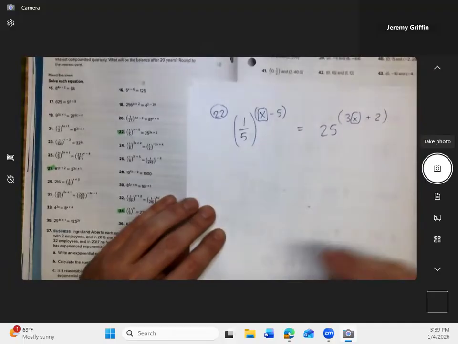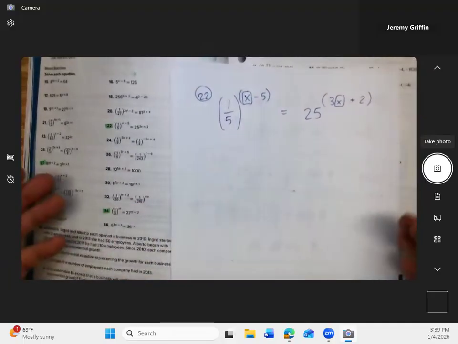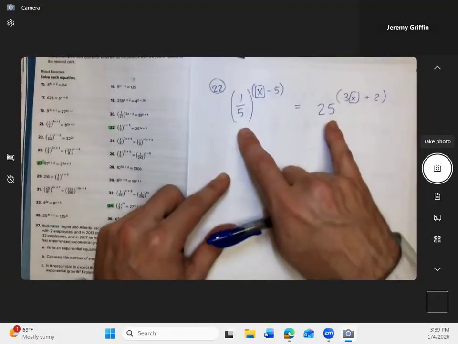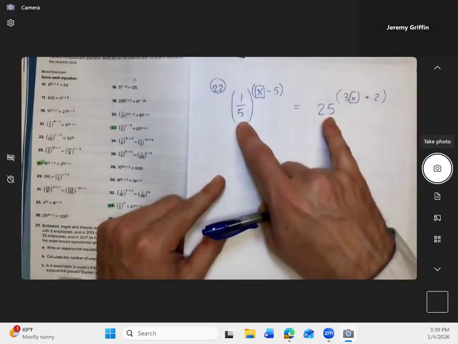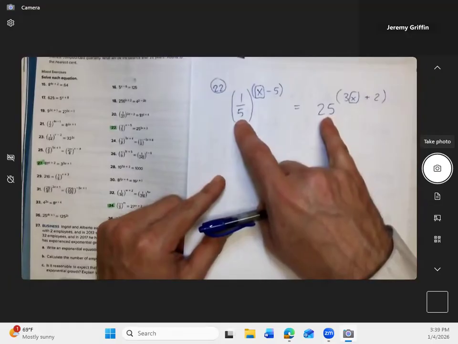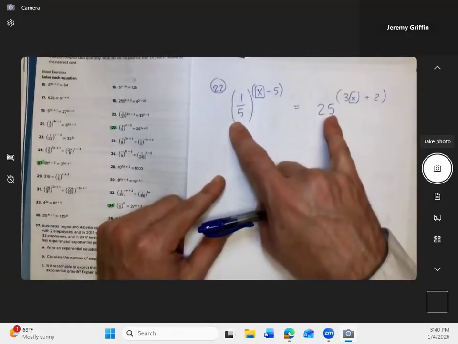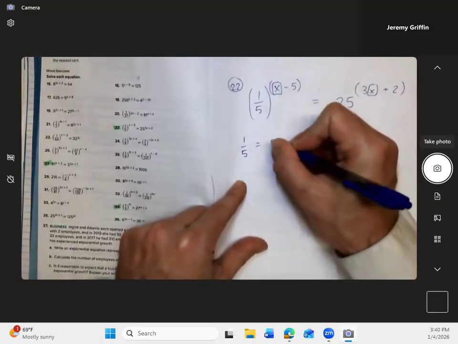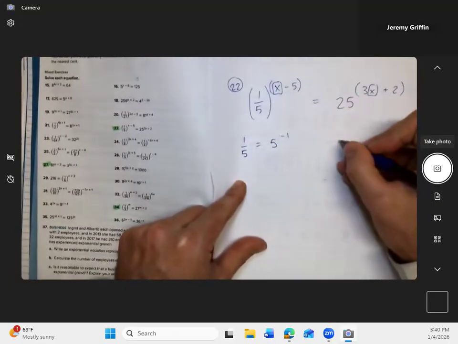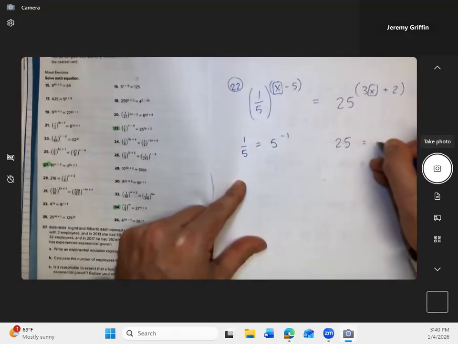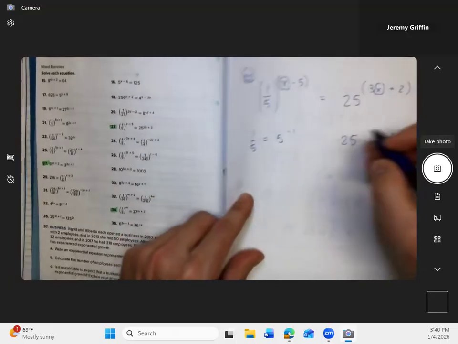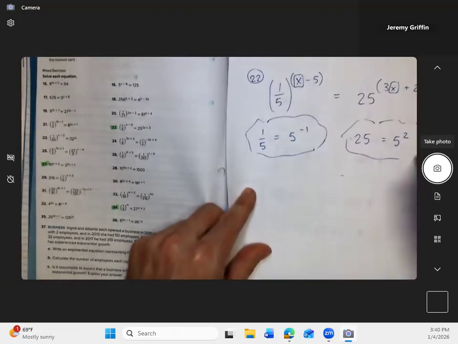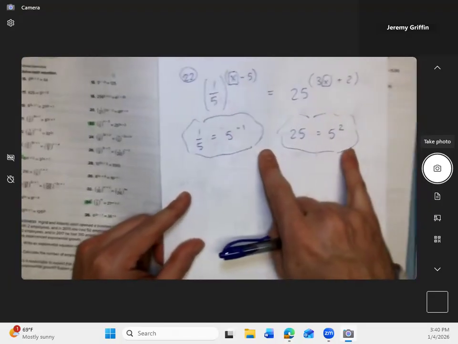A very mathematical, proper, procedural way to do this is to bring in logarithms, which we haven't gotten to yet. But for now, we're going to look at these bases and say, hey, 1 over 5 and 25 have something in common. 1 over 5 is like 5 to the negative 1, and 25 is like 5 squared. So they both have something to do with 5 as a base. Oh, okay, well, I can take advantage of that.